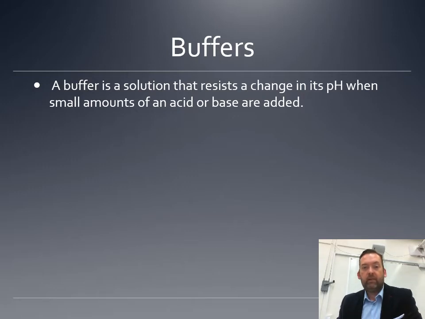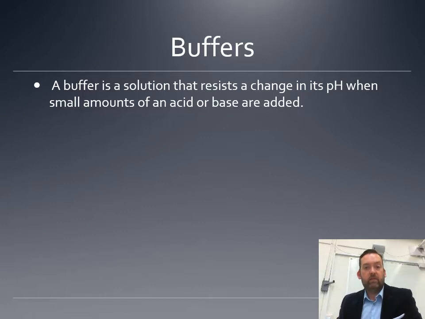We see buffers a lot in nature. There's one in our blood. That happens when we exercise, we get a buildup of acid, lactic acid and things like that. If there wasn't a buffer, our blood pH would spike and we die quite quickly through acidosis or alkalosis in another system. Seawater, river systems, there's a lot of natural buffers out there.